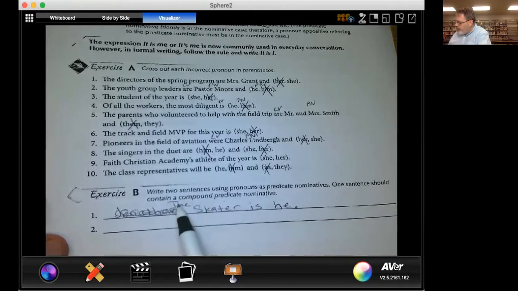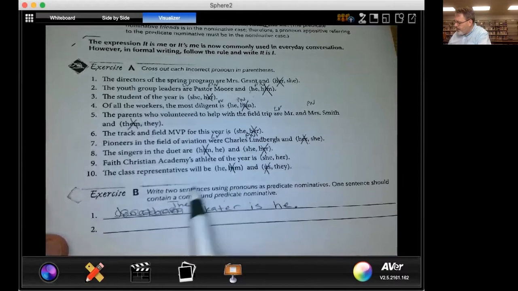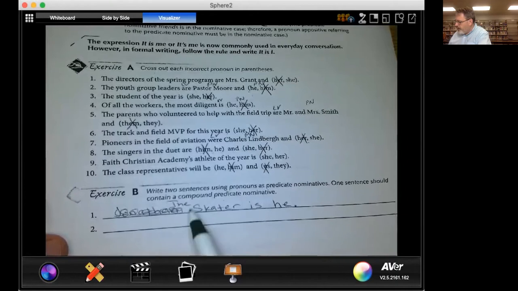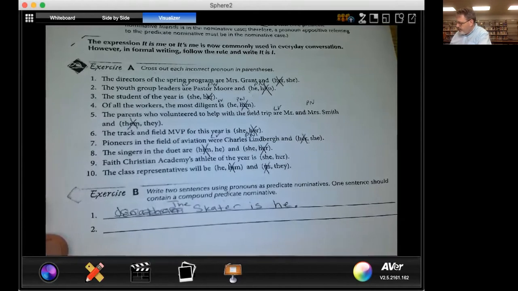Now, when you correct your answers, don't put that. Figure out a way to make this different. But the best principal is she, or something like that. Make up something new. The next one needs to have two things, two pronouns, two predicate nominative pronouns.